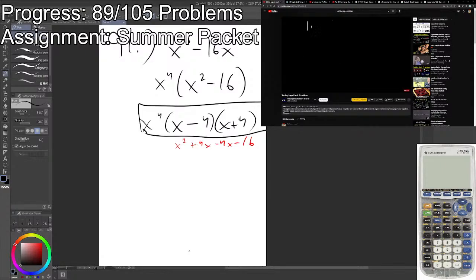Now what about this one? ln x is equal to 7. What is the value of x? Natural logs have the base e, so e to the 7th is equal to x. And that is the answer. Now if you want the decimal value, x is approximately 1096.63.